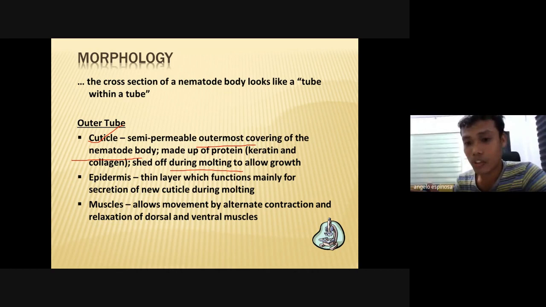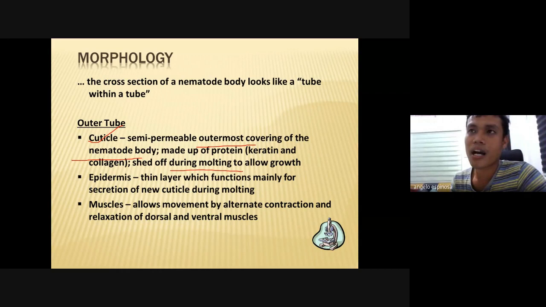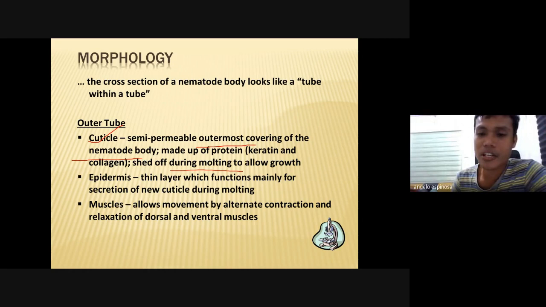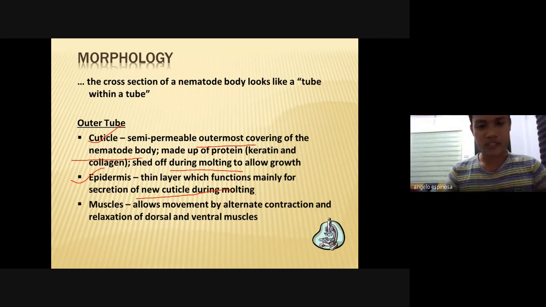That is because there is a production of keratin and collagen. Ayun. Para din siyang snake nag-shed off. And then epidermis, the thin layer, we know that the thin layer functions mainly for secretion of new cuticle during molting. Pag nagkaroon ng molting, the epidermis will secrete new cuticle, for the new skin of the nematodes.